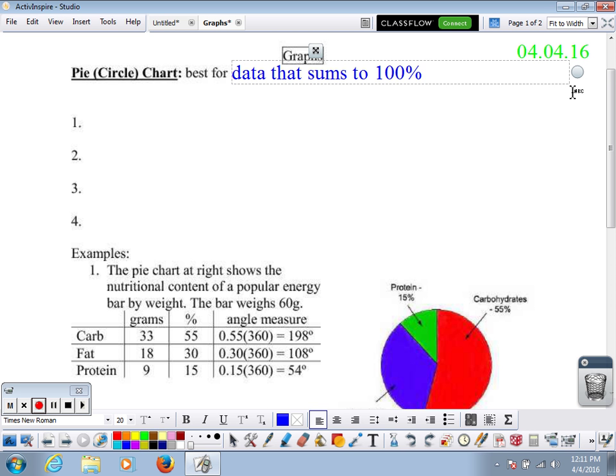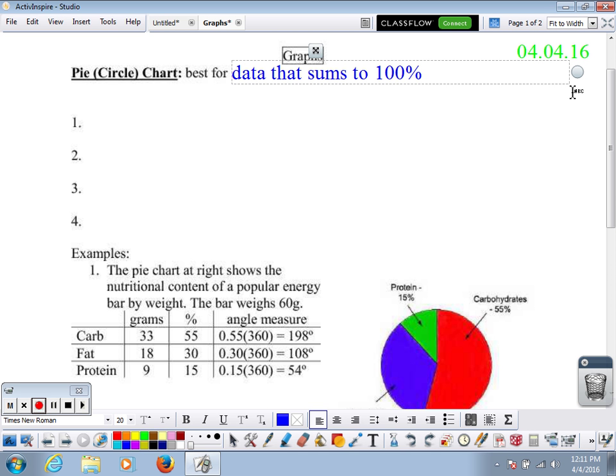And there are instances in which the data wouldn't sum to 100%. For instance, take a look around the room when I ask this question. Raise your hand if you have a dog. Raise your hand if your family has a cat. Raise your hand if your family has no pets. Now, if I tried to sum this data up into a pie chart, the problem is there are some families that have both a cat and a dog. So if I added those percentages together, I would have a percentage greater than 100%. For that purpose, a pie chart wouldn't be the best case. We would have to use a bar graph or something else.